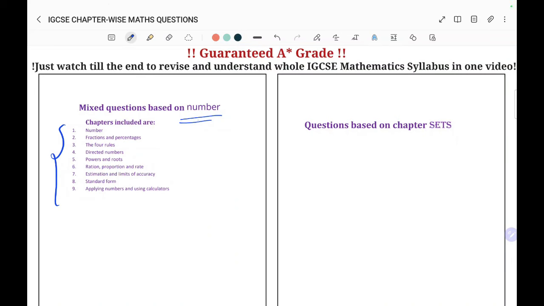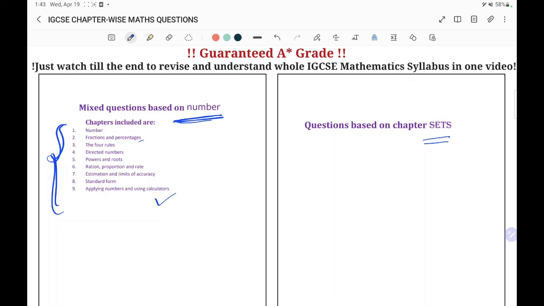So first we are going to cover chapter 1, that is number. Here you will get mixed problems based on these concepts: fractions, four rules, directed numbers, power, ratio, proportion, rate, estimation and limits of accuracy, standard form, and applying numbers and using calculators.